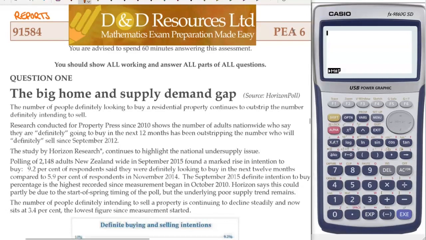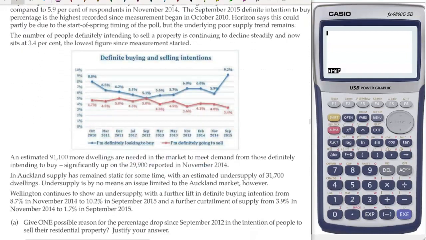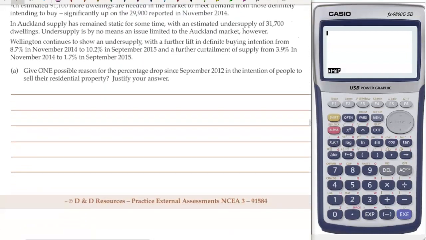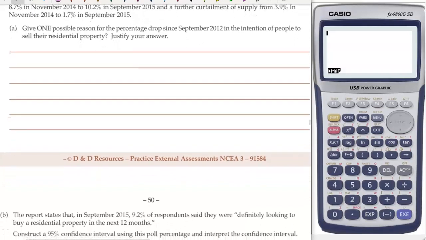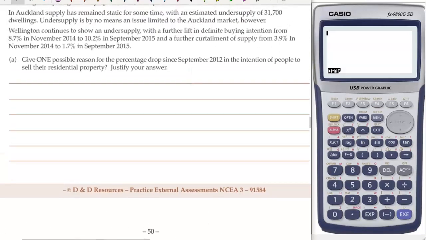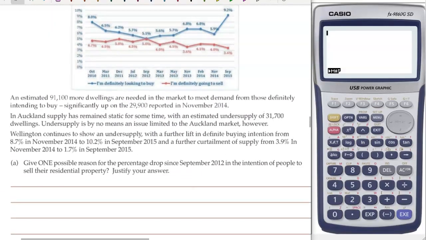Okay, I'm going to assume that you have read the article for this question, which is all about house supply and demand. And question number 1 is to give one possible reason for the percentage drop since September 2012 in the intention of people to sell their residential property.